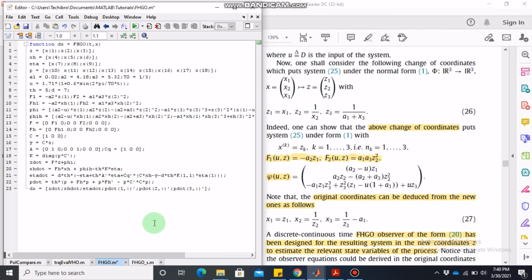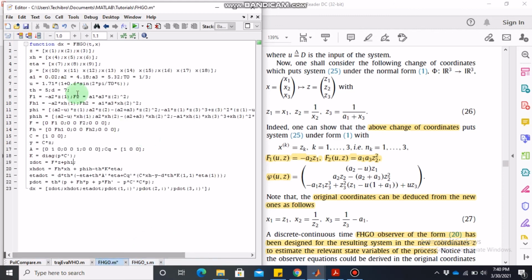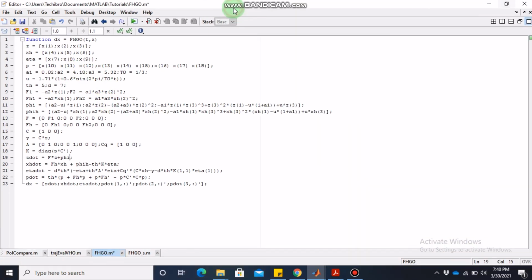Well, that's it for this video. I hope that you are now able to simulate this finite filtered high gain observer, at least for this example that we have discussed from the research paper.